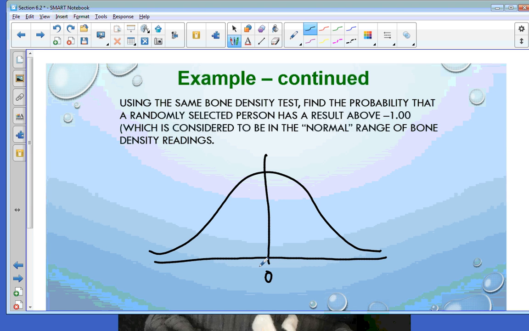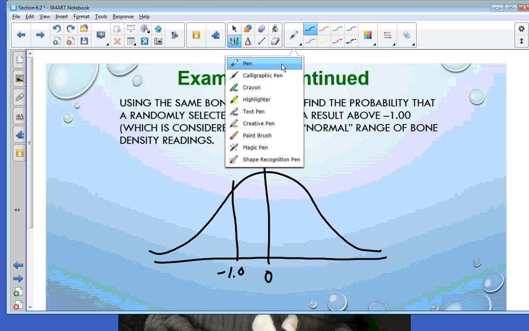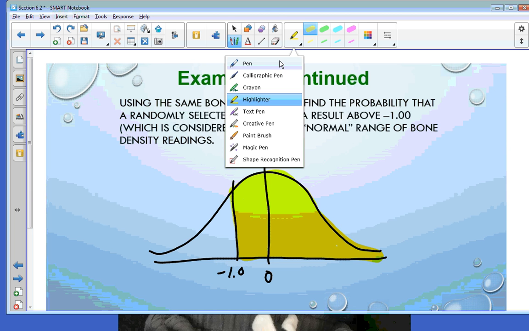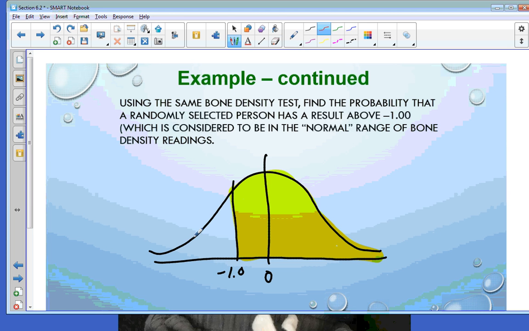That's 0, negative 1.0. And it says I want to know the probability when they're above -1. So I want all of this area. Now, if I go to my table and I look for the area under the curve where z is -1, it's not going to tell me the area that I have highlighted. Instead, it's going to give me this area. So let's just go look at that.